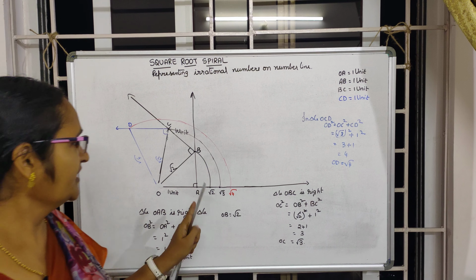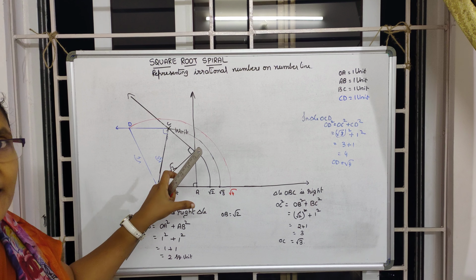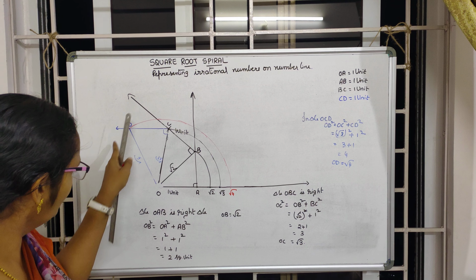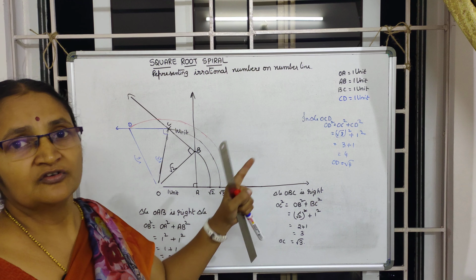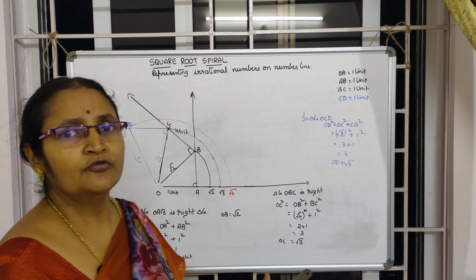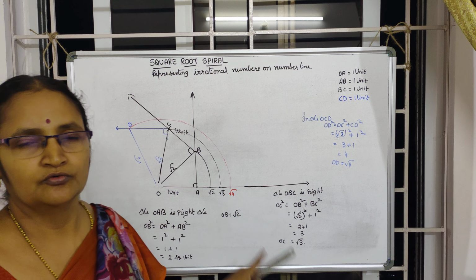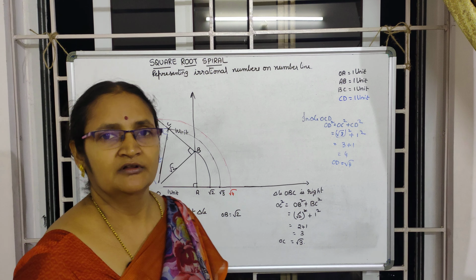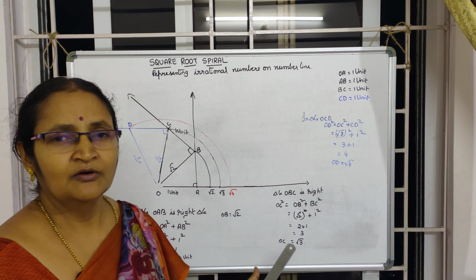Like that, we can continue this diagram so that it all comes like a shell, a spiral-like thing. That's why we call this the square root spiral. You do it for yourselves. I already did root 2, root 3, root 4. You do up to root 7 so that you come to know the proper spiral. Is it clear now? Thank you.